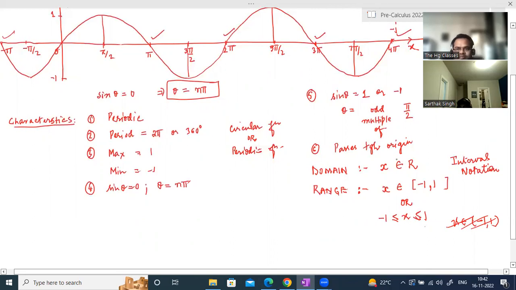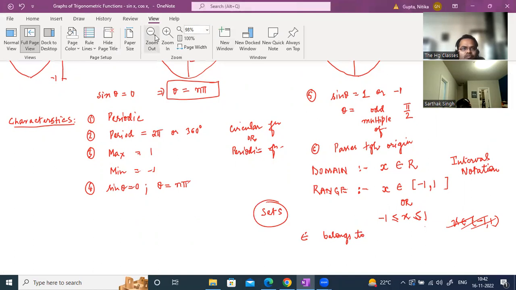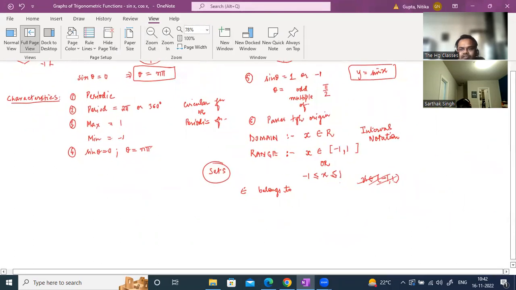And what does this symbol mean? This means belongs to. When you study sets, you will become familiar with this terminology. So this completes our sine function.